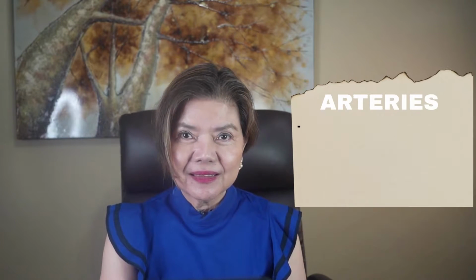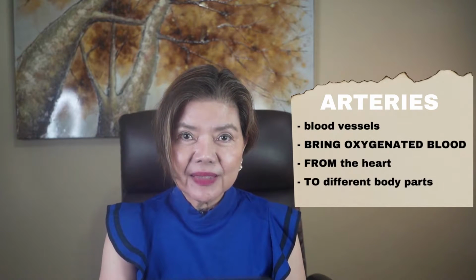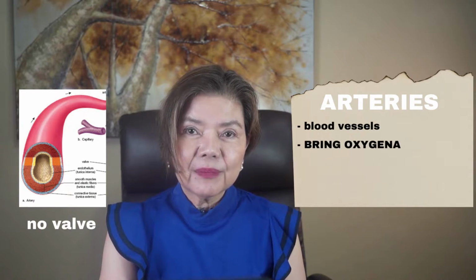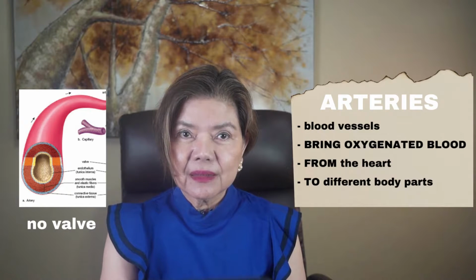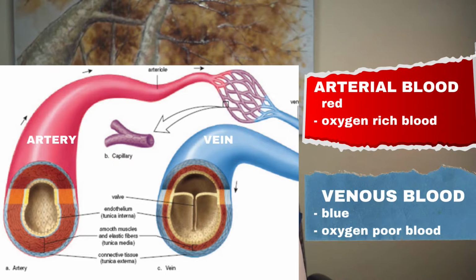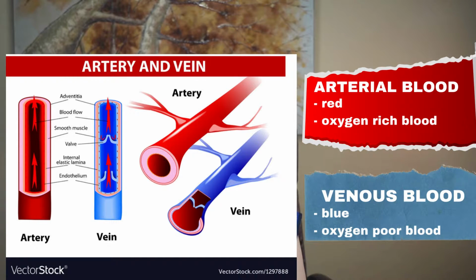Arteries, on the other hand, are blood vessels that bring oxygenated blood from the heart to the different parts of the body. So, arterial blood means red oxygen-rich blood, while venous blood means blue oxygen-poor blood.